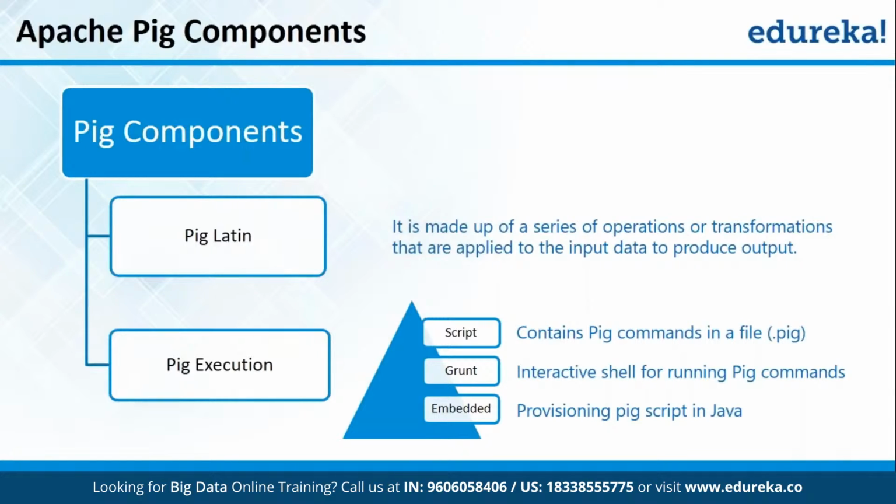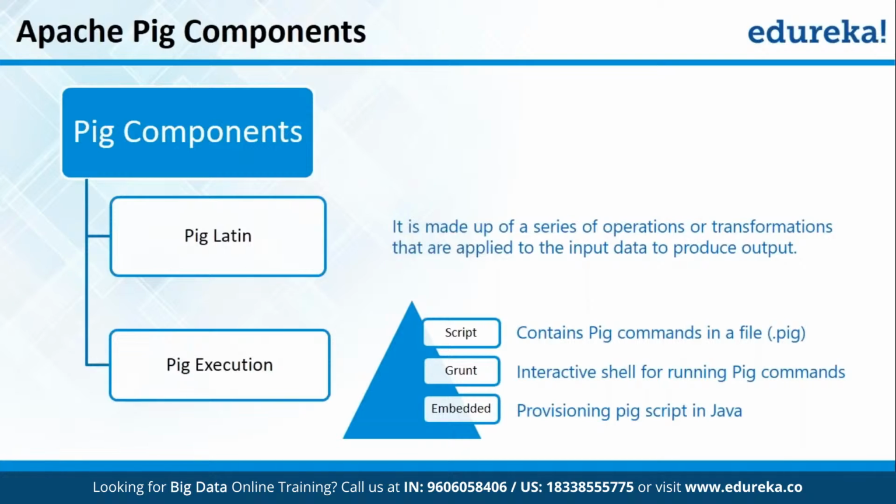What is Pig execution? Pig execution is the different ways in which you can submit your queries to Apache Pig. First, you can execute the Pig queries using a Pig script, which has an extension of .pig. All you need to do is create a file with a .pig extension, put all your queries within that, and execute it over Apache Pig. Second is the grunt shell, in which you get into the grunt shell and execute the queries one after the other. And the third is the embedded Pig execution, in which you can provision a Pig script within a Java client application and execute it over the Pig server.